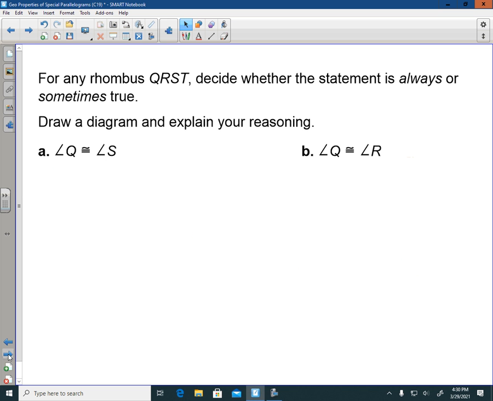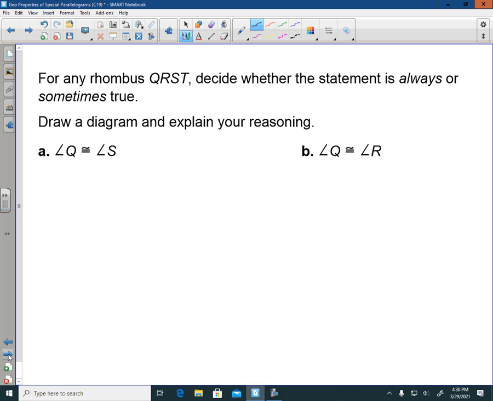So let's take these ideas and let's calculate a little bit. Let's wrap our heads around them. For any rhombus QRST, decide whether the statement is always or sometimes true. So let's take a look at part A. It says to draw rhombus QRST.